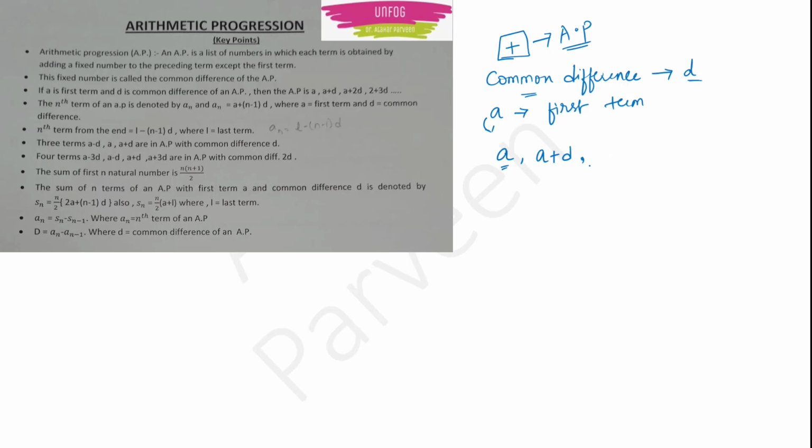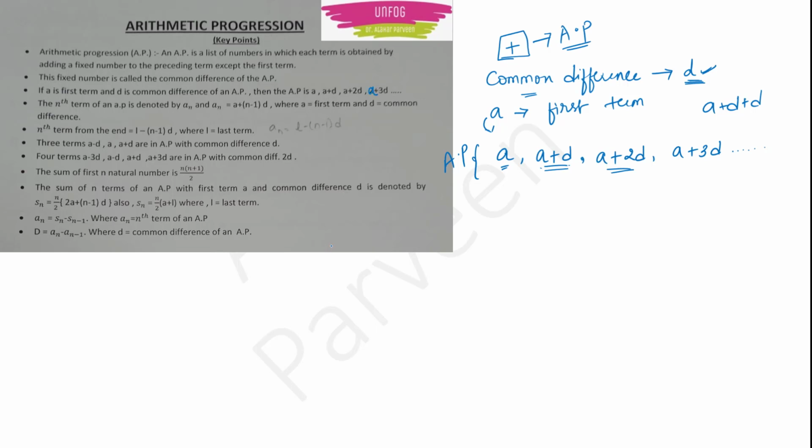Now we got two terms, right? If we want the third term, again what we have to do? Again we have to add the fixed term to the second term. What is the fixed term? It is D, right? You add this to second term, that is A plus D. A plus D plus D. So third term will become A plus 2D and so on. Like that only. Again you add D to the third term to get fourth term. You will get A plus 3D. So this will be your arithmetic progression. Okay. Here there is a mistake. It should be A plus 3D.